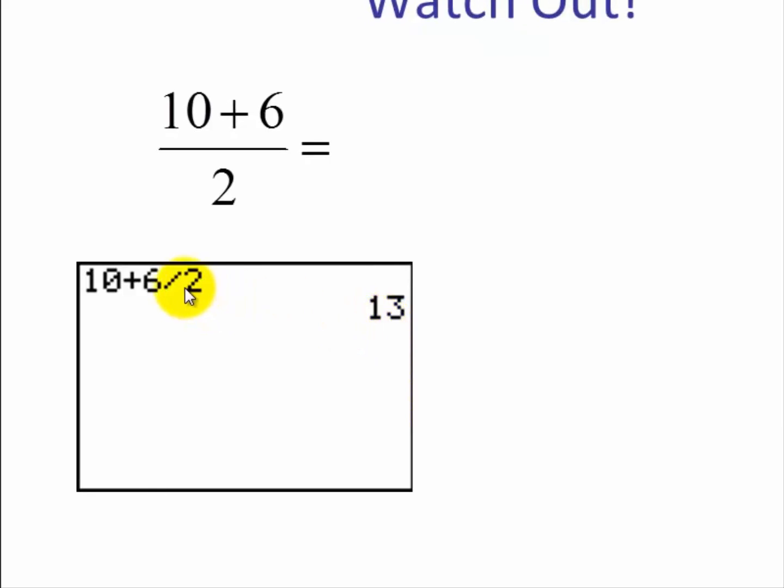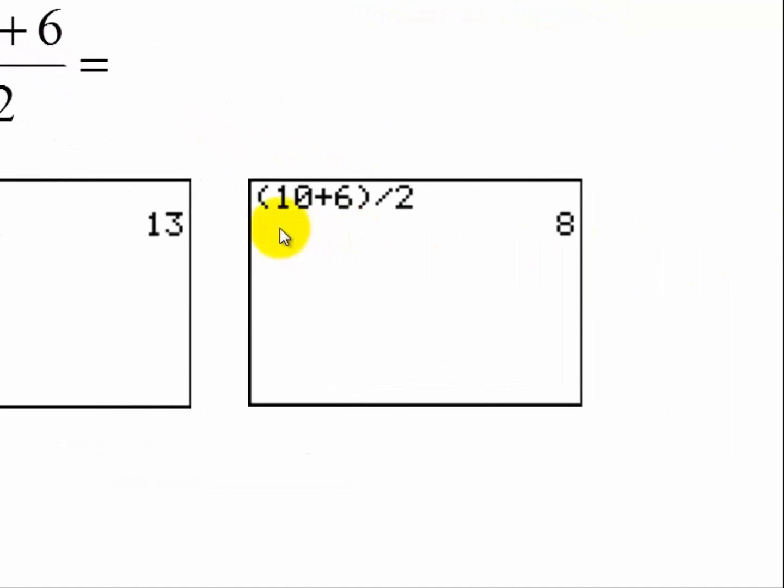Why is that? Is because the calculator is going to take the 6 and divide it by the 2 first, and then it's going to add that number to 10. So whenever we have a division bar here, we need to include parentheses. So if we take parentheses 10 plus 6, close parentheses, and divide that by 2, we get the correct result, 8.